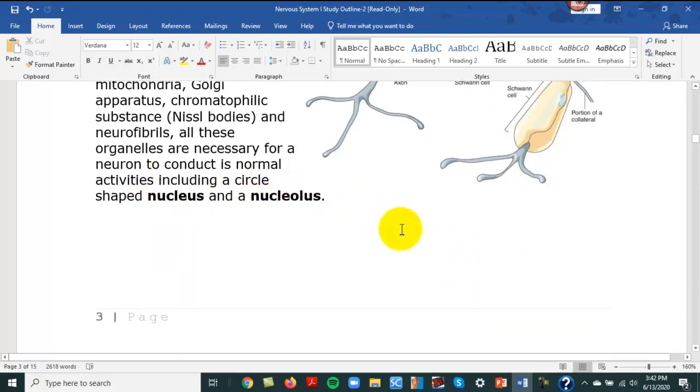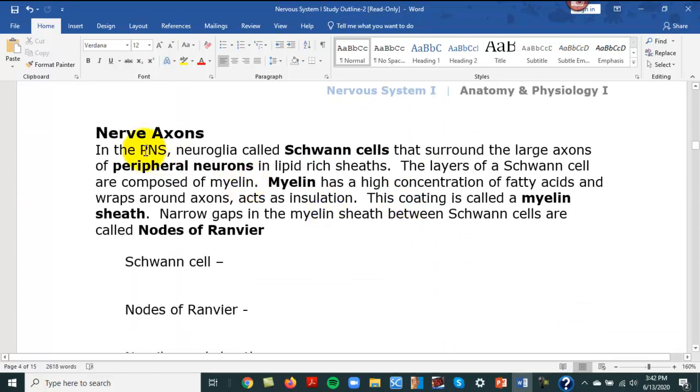Okay, nucleus, nucleolus, I showed you that as well. So nerve axons. In the peripheral nervous system, neuroglia called Schwann cells surround the large axons of peripheral neurons in lipid-rich sheaths. That's a myelin sheath. The reason it distinguishes the peripheral nervous system is there's a cell in the central nervous system that makes the myelin sheath, and it's not a Schwann cell. We'll get to that as well.